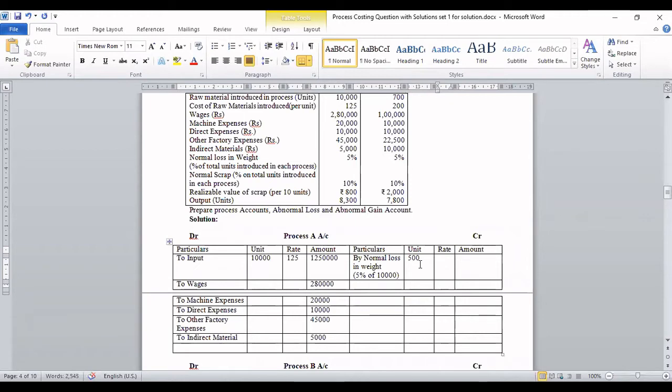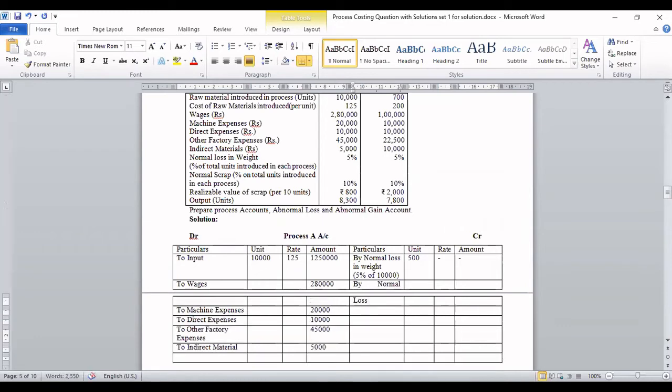Do we know any rate for this? Is it possible to get any rate? Weight loss is no more with us. So it is always dash, both in rate column and in amount column. Is this clear, everyone? Yes, sir. Okay, fine.